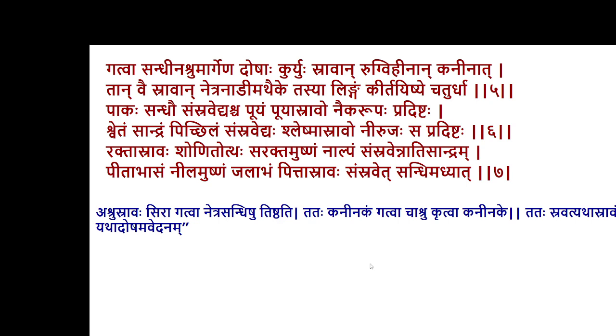Then the srava, ashrusrava, or the sravas, according to Sushruta: gatva sandhin ashmargena doshaha kurihu sravan bhugvihinan kaninant tan vai sravan netranadi mathike tasyah lingam kirteshe chaturtha. The srava or netranadi, they are synonyms, and the classical presentation would be involvement of the ashrumarga, the lacrimal duct system, with the doshas, and there could be discharges, purulent or non-purulent. Based upon the appearance of these discharges, Sushruta has categorized them as Vataja, Pittaja, Kaphaja, and so on.